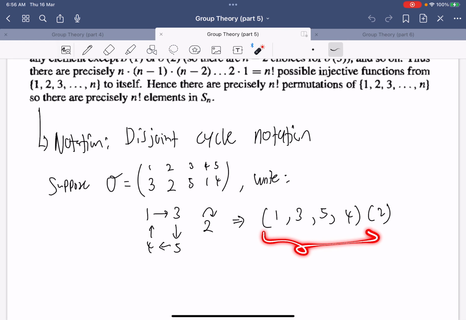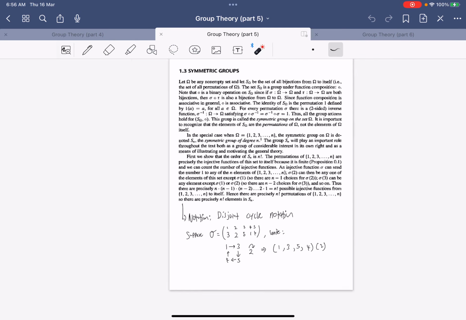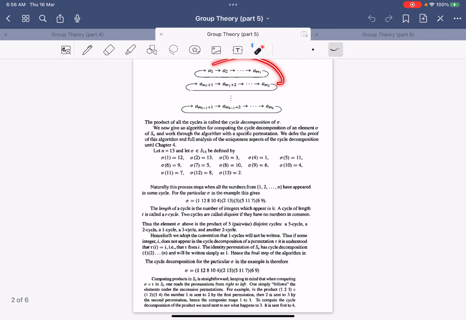So you have the 4-cycle (1 3 5 4) and the 1-cycle (2). This just means 1 goes to 3, 3 goes to 5, 5 goes to 4, and 4 goes back to 1. You can see the picture over here, and the product of all these cycles is known as the cycle decomposition of sigma.